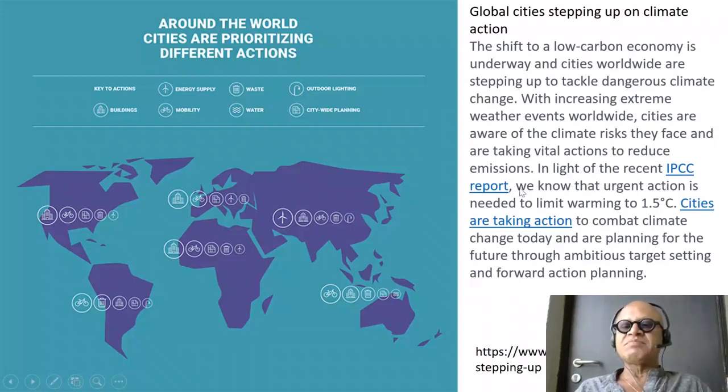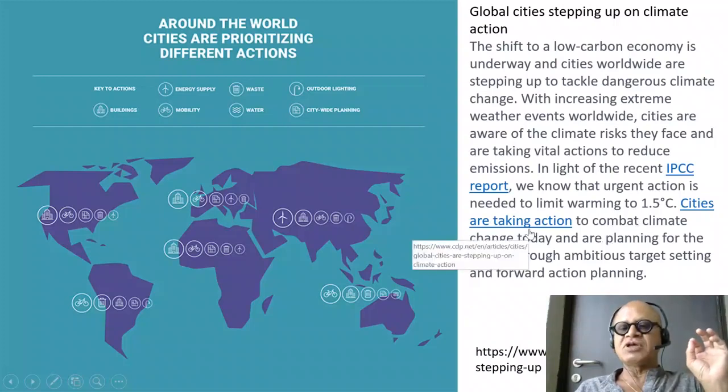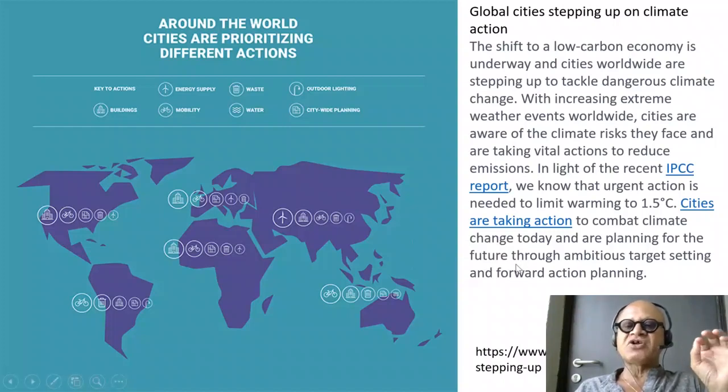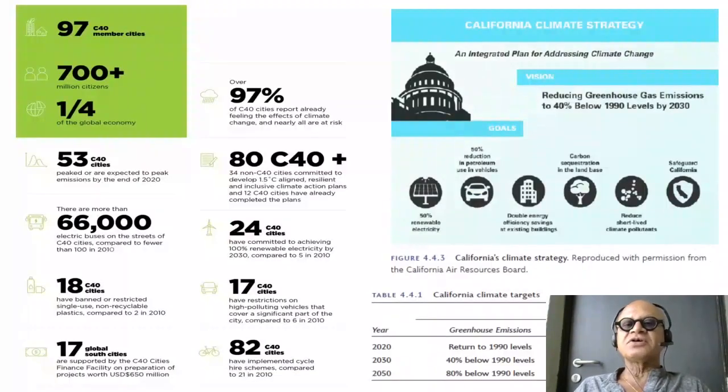In light of the recent IPCC report, we know that urgent action is needed to limit warming to 1.5 degrees centigrade. Cities are taking action. You can click on these links to find them, to combat climate change today, and are planning for the future through ambitious target setting and forward action planning. Here are again the details from California's climate strategy, a living laboratory as a state, an integrated plan for addressing climate change, reducing greenhouse gas emissions to 40% below 1990 by 2030.